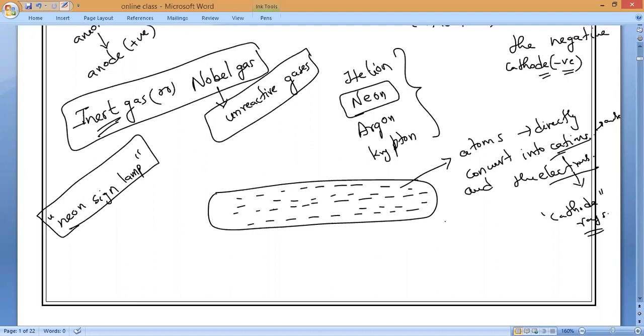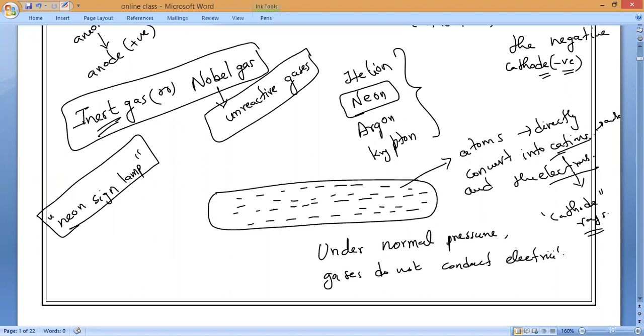But under normal pressure, gases do not conduct electricity. That is why we have to create what pressure? Low pressure. Understanding? Sir, what will happen if I keep normal pressure? Observe. Under normal pressure, gases do not conduct electricity.